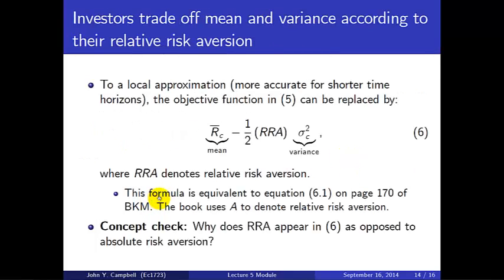Now let me note that this formula here is equivalent to equation 6.1 on page 170 of Bodie, Kane and Marcus. The book uses, I think very confusingly, the letter A to denote relative risk aversion, so beware of that. Now let's ask ourselves, why does relative risk aversion appear here as opposed to absolute risk aversion? Well, it's because risky returns are multiplying wealth. And everything here is proportional to wealth.